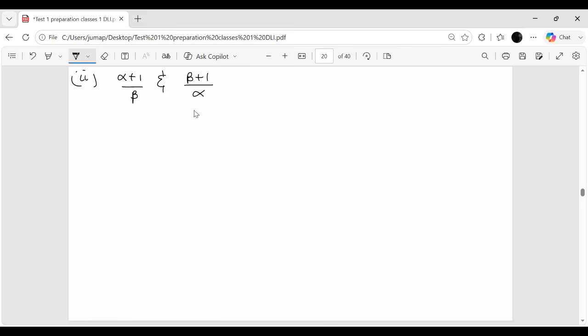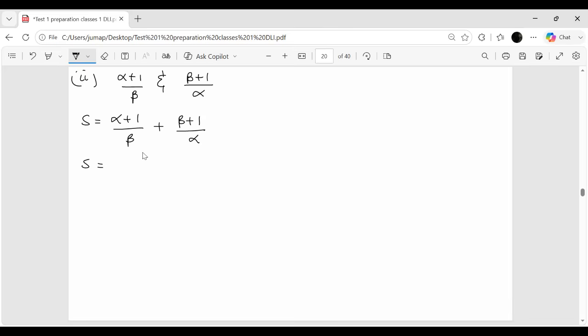So the first thing you're supposed to do is calculate the sum of these roots. You need to calculate the sum of the roots. So you're going to say sum. The sum of the roots is going to be alpha plus 1 over beta plus beta plus 1 over alpha. Then here you're going to say that the sum is equal to alpha.